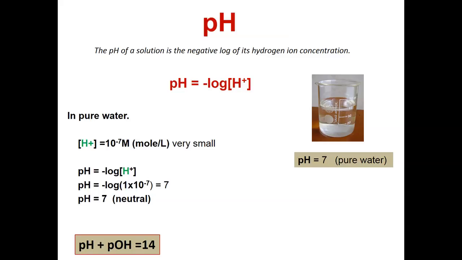In the case of pure water, the proton concentration is 1 times 10 to the minus 7. When you say pH, it's minus the log of the proton concentration. If you take minus log of that, it is 7. That is why they call the pH of pure water 7, which is the neutral pH, all right?